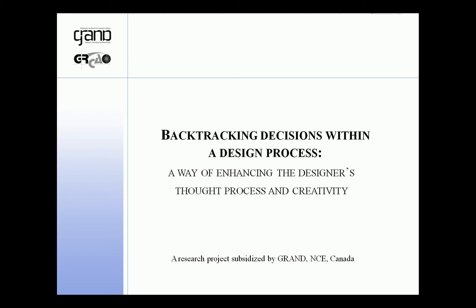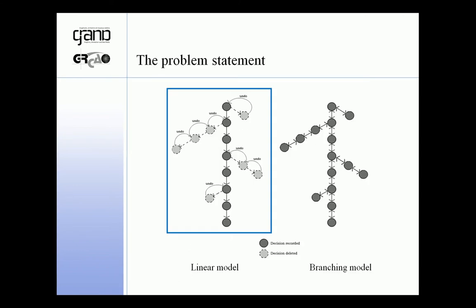Backtracking decisions within a design process, a way of enhancing the designer's thought process and creativity. This research project deals with design history. We examine the decisions taken by the architectural designer and how it is possible to formalize the sequences of these decisions. There are two variants of history models, linear and branching.